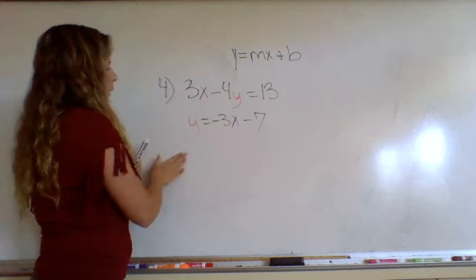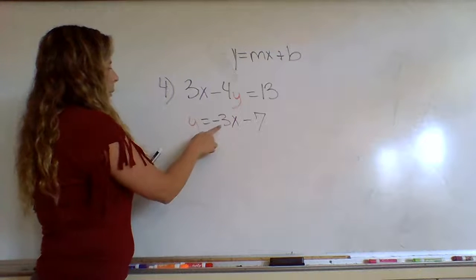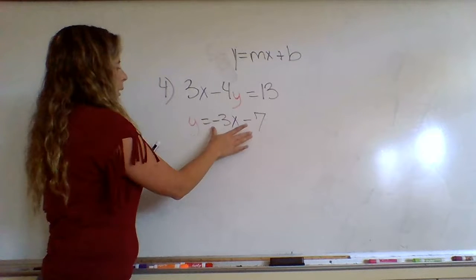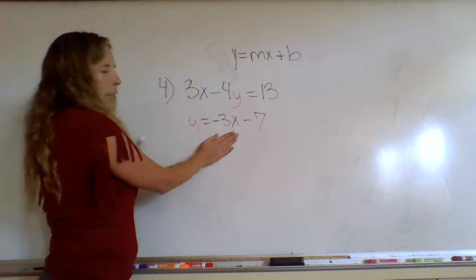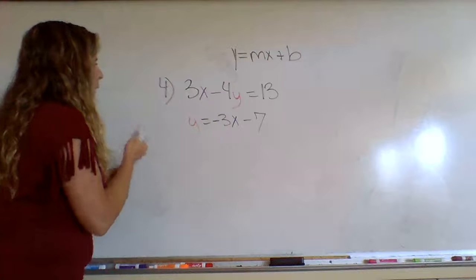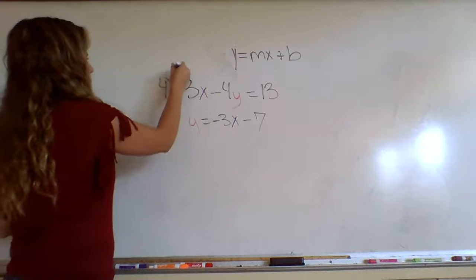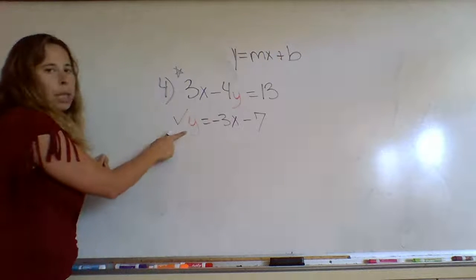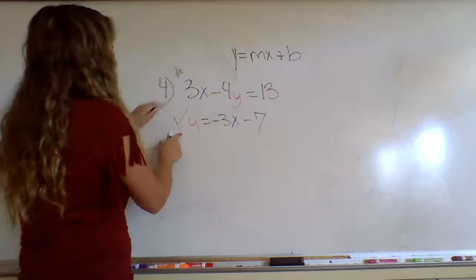All right, so this one's already there. Your slope would be -3. Your y-intercept, which is b, would be -7. So this one's already there. We don't have to do anything with this one. All right, so we just have to get our top one in slope-intercept form. We don't have to do anything there.